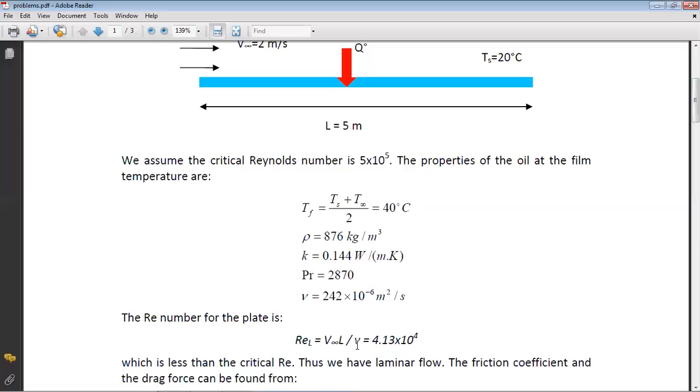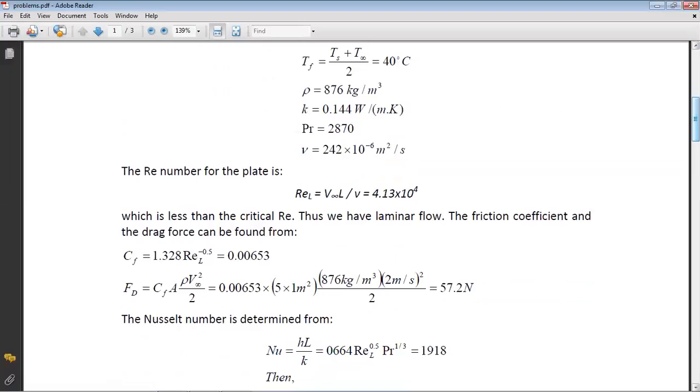So using the values, if you calculate, the Reynolds number is V into L upon kinematic viscosity, where V is the velocity. You substitute the values, you will have a Reynolds number 4.13 into 10 to the power 4. Now, obviously, this is less than 5 into 10 to the power 5. Hence, we can conclude that the flow is laminar.